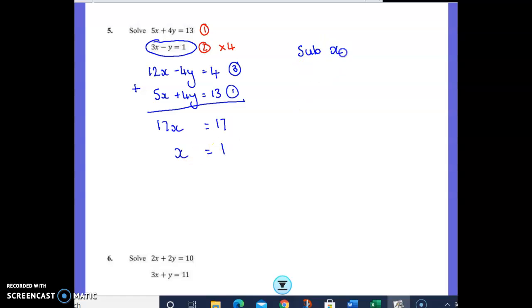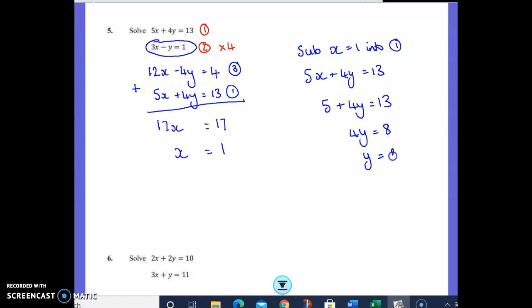Sub x equals 1 into equation 1. So equation 1 is 5x plus 4y equals 13. X is 1, 5 ones are 5, so I get 5 plus 4y is 13. Take my 5 to the other side, so we take away 5, so 4y is 8, so y equals 2. So my solution is x equals 1, y equals 2.